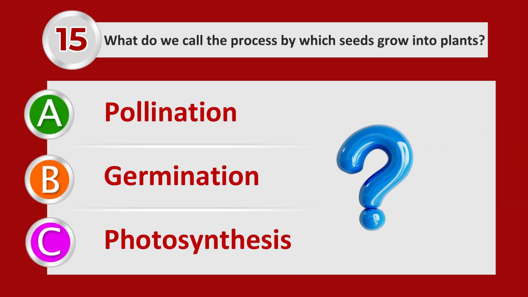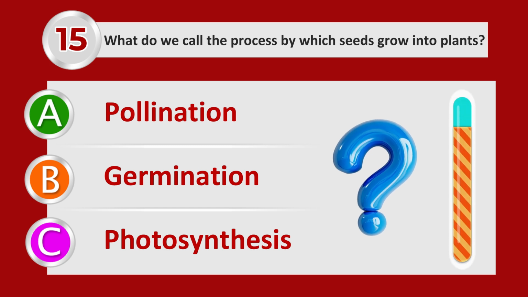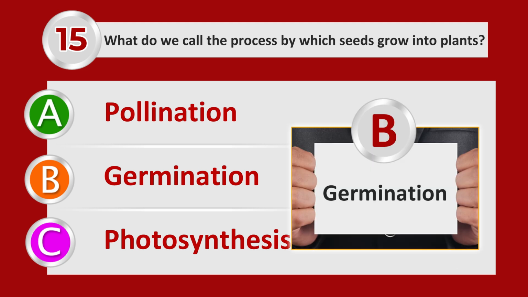What do we call the process by which seeds grow into plants? A. Pollination. B. Germination. C. Photosynthesis. Answer is the B. Germination.